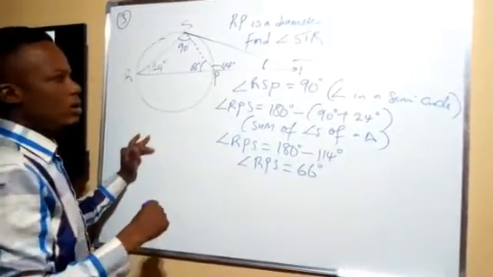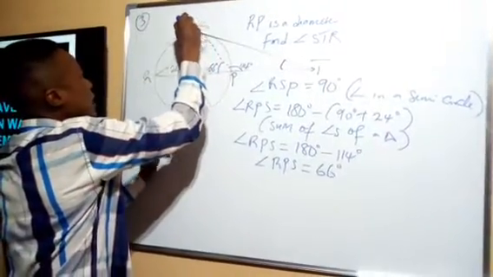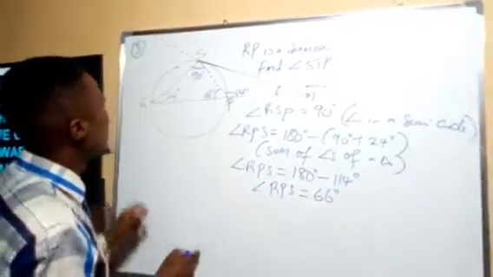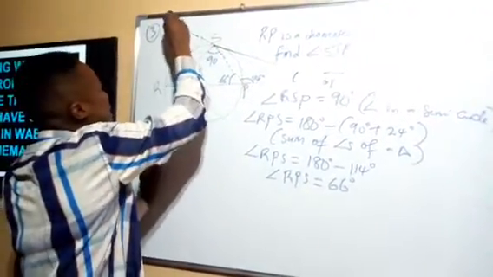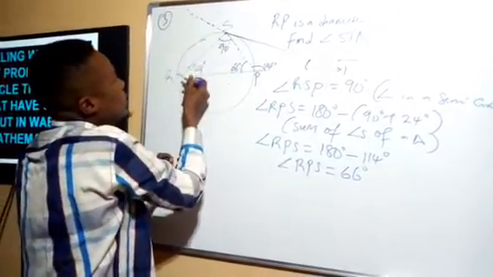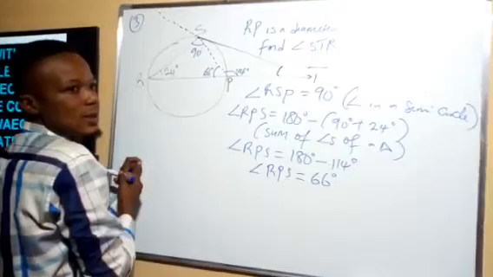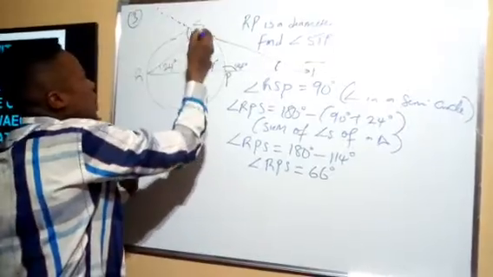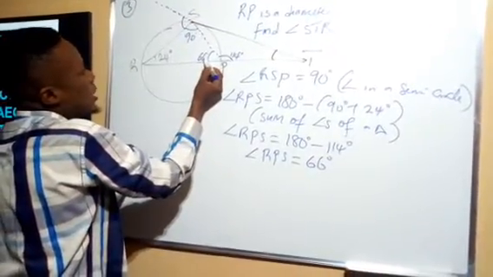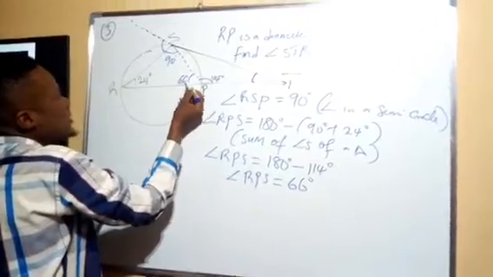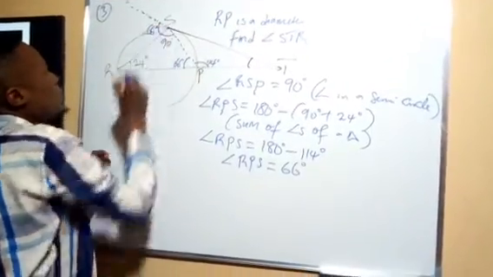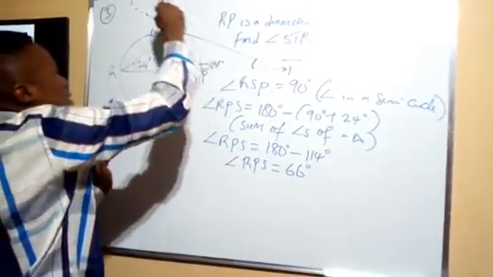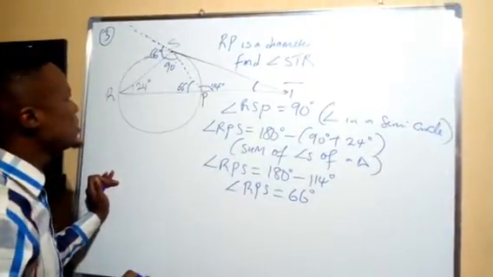Do you know that I am free to still extend this line? If I extend this line, I will have that the angle between a tangent, this is a tangent, and a chord is equal to the angle in the alternate segment. There is a theorem that says this. So this is the angle between a chord, this is a chord, and this is a tangent. It is equal to the angle in the alternate segment. So if here is 66, automatically the angle here will also be 66 degrees. And this is now a straight line. The sum of angles in a straight line is 180 degrees.